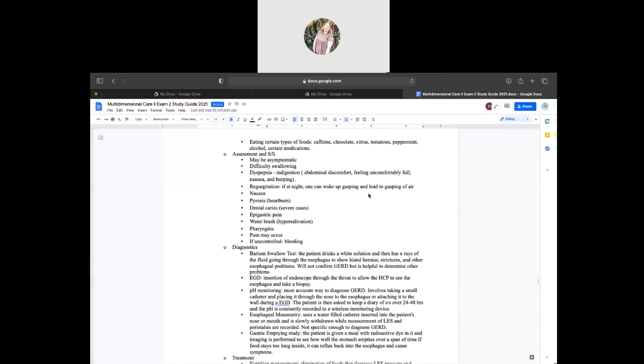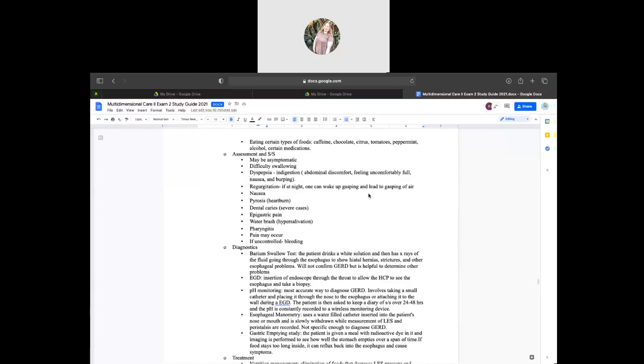They may have dental caries if it's severe enough. They're going to have upper stomach pain. They may have hypersalivation, inflammation of the pharynx, pharyngitis. They may have pain or bleeding, and bleeding could be a sign of hemorrhage, and that's not good.